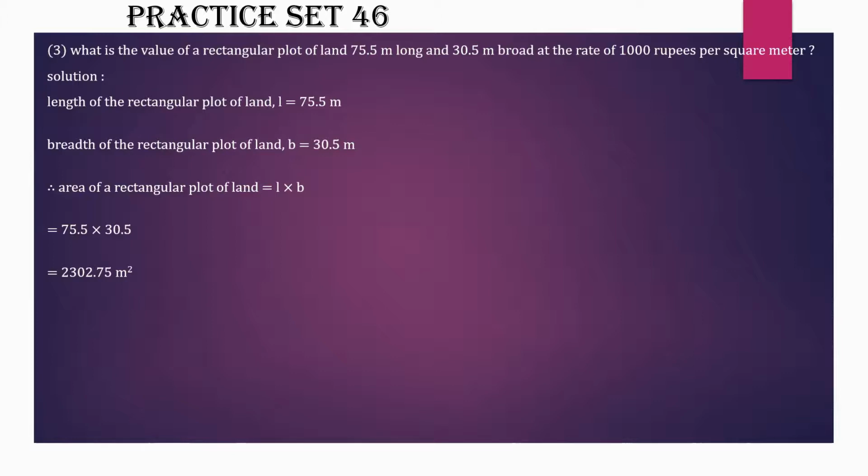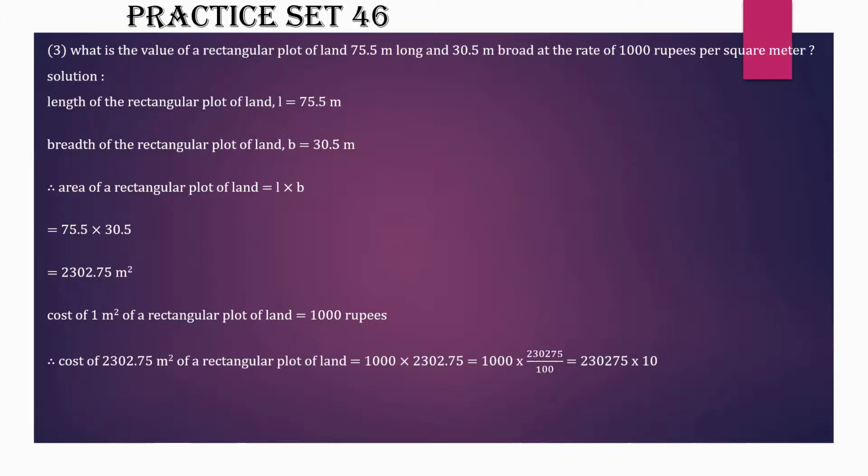2302.75 meters square. So the area of the rectangular plot of land of length 75.5 meter and breadth 30.5 meter is 2302.75 meter square. Now we have to find out the cost. So cost of 1 meter square of rectangular plot of land is given as 1000 rupees. Hence, cost of 2302.75 meter square of rectangular plot of land will be equal to 1000 into 2302.75.